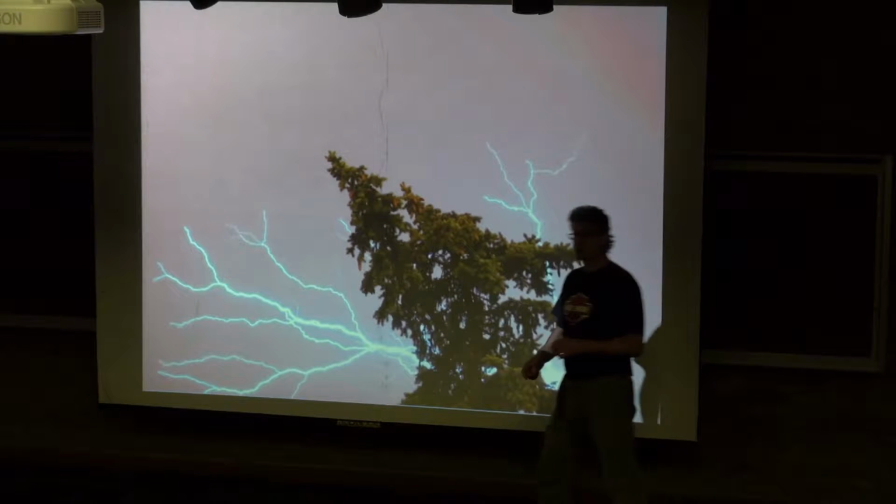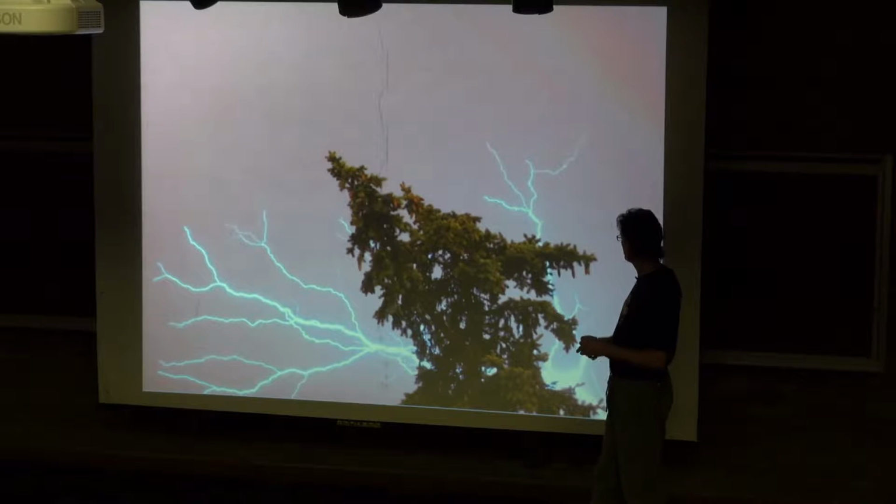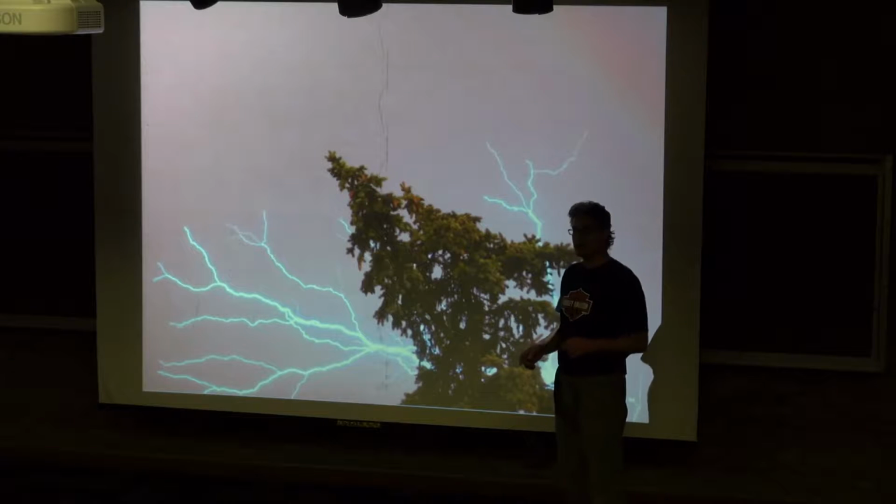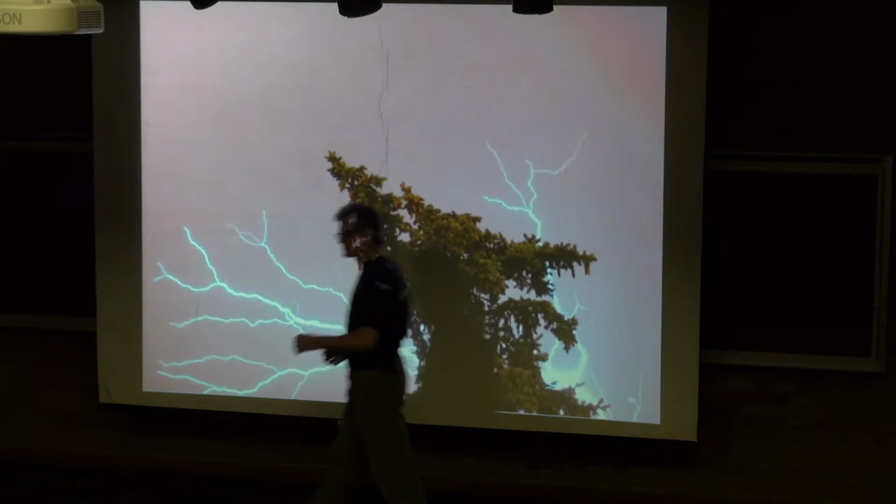And this is a shot, of course, of energy. This is a lightning bolt that I somehow by chance managed to catch on the camera. Thank you.